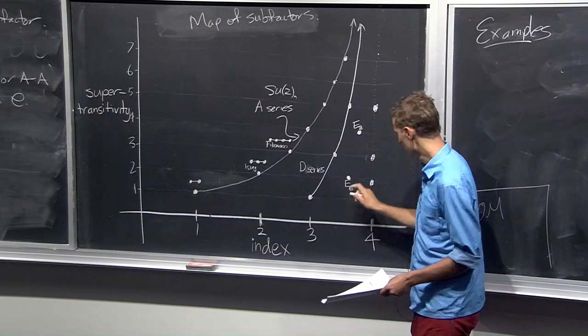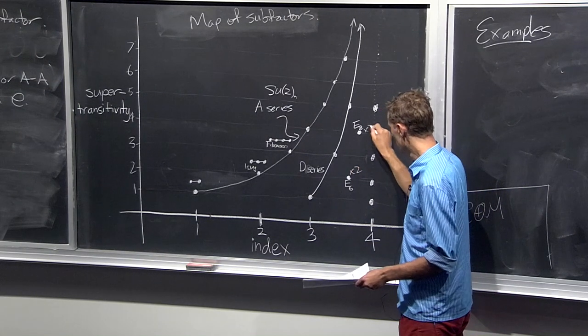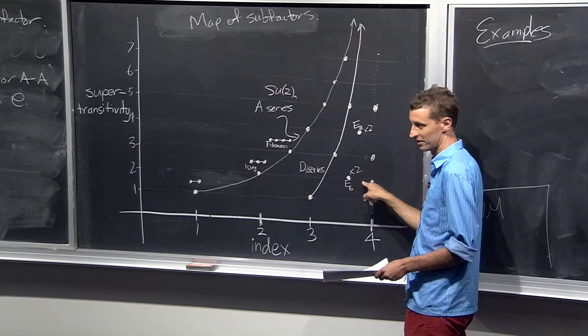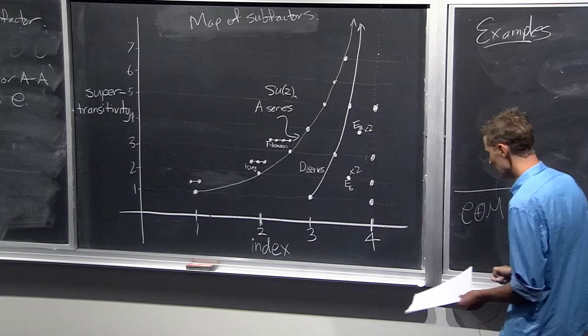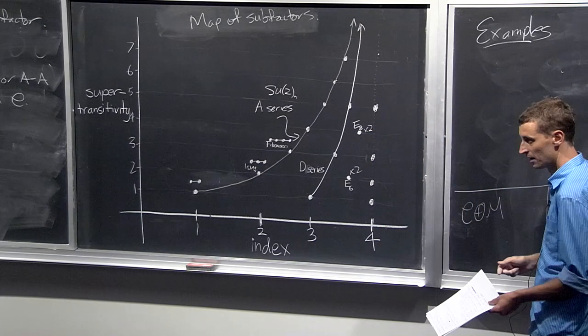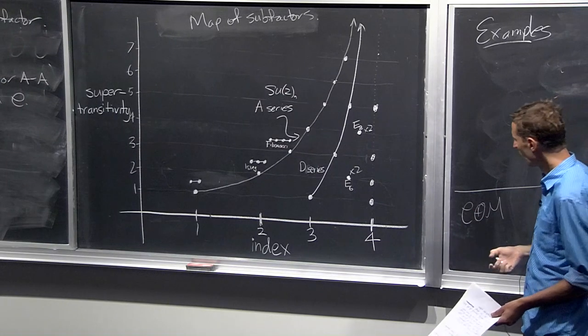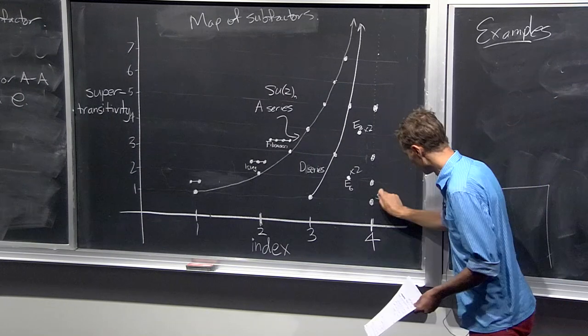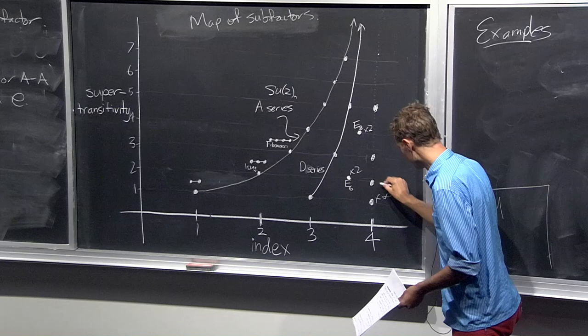Some of these points correspond with more than one subfactor. Yeah, there's two different things in each of these two points. Oh yeah, and lots of multiplicities here. Times infinity, times something finite.